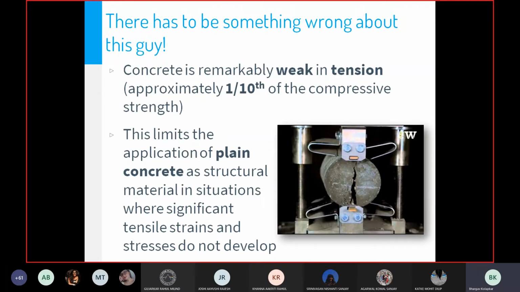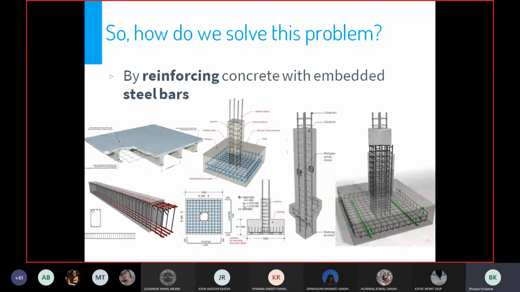And now this limits the application of plain concrete as structural material to situations where significant tensile strains and stresses do not develop. So if we have to use only plain concrete, it practically can be used only in situations where there's compression. Wherever there's tension, concrete is bound to crack, and it cannot be used. But then we do have a solution for this, which is reinforcing the concrete.